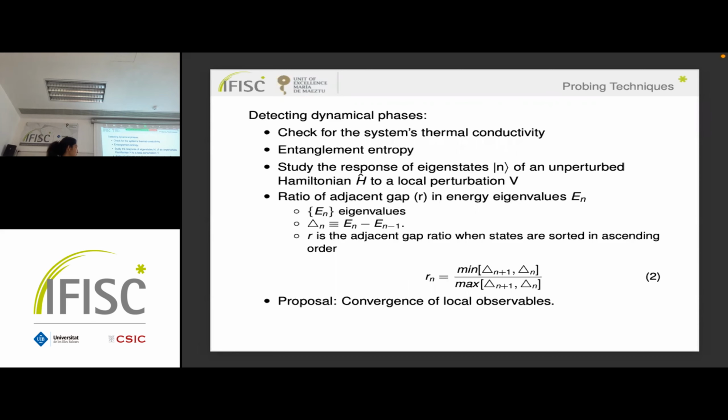I find it more intuitive, it's easy to understand compared to these two methods. And the computation, I don't know the exact computational cost, but if we are looking at the entire system or if we are looking at the local observables, then of course the local observables are easier to compute compared to the other.